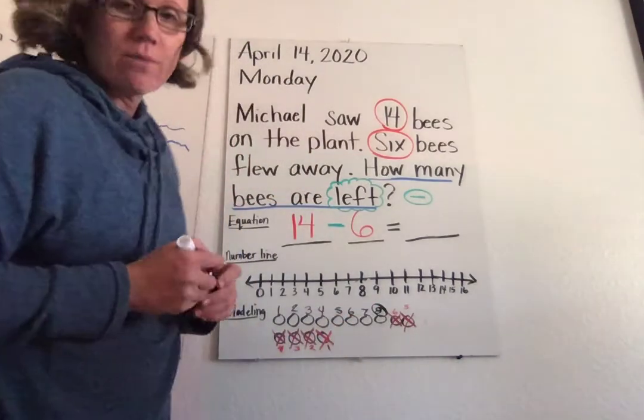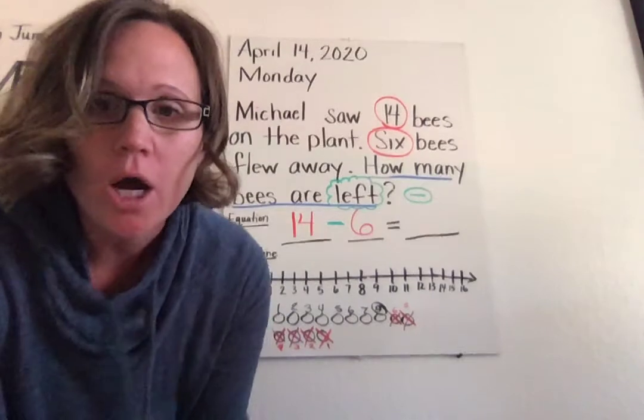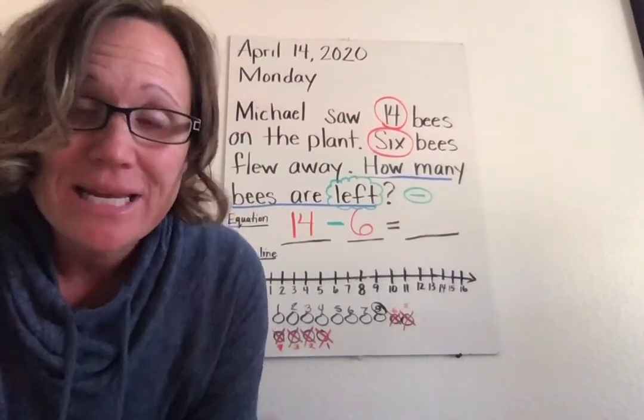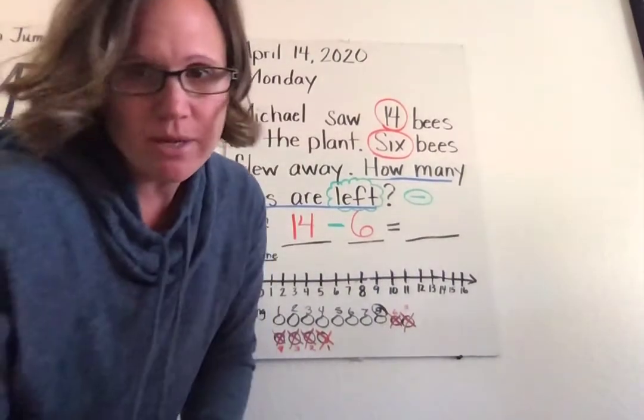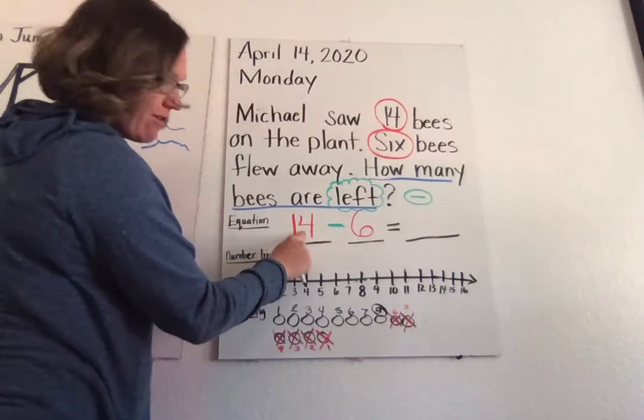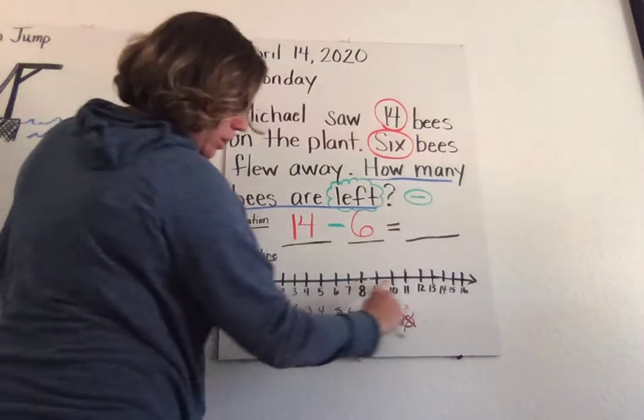So the answer that I got was 8, but we are not going to just go off of that one problem or that one answer. We need to verify, double check our work to make sure that our super brains are really that super. So we're going to go to 14 again, but we're going to use our number line.